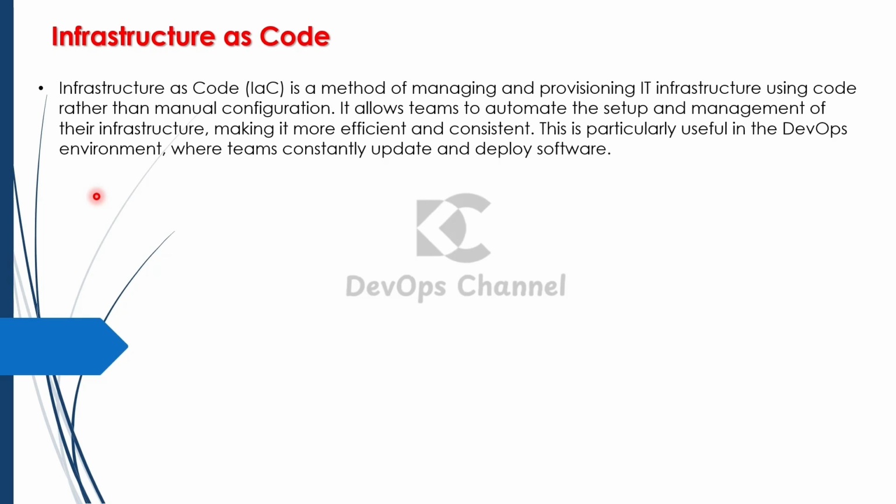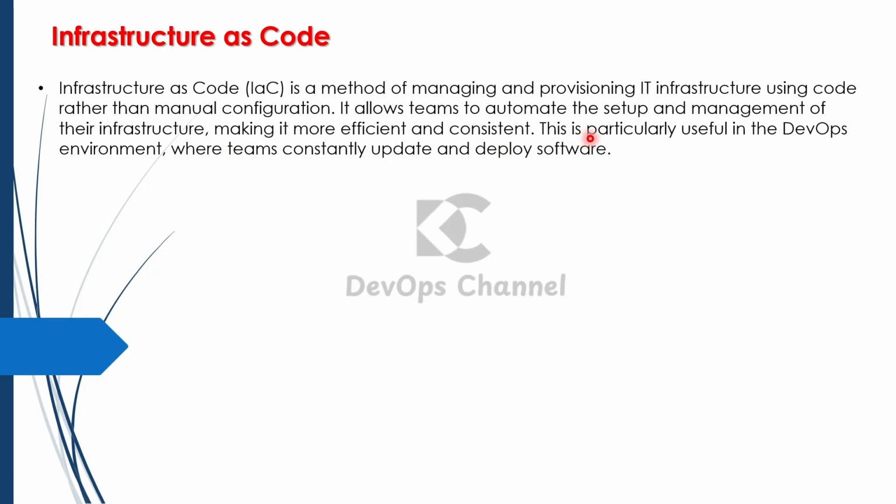Okay, now let's understand infrastructure as code in detail. Infrastructure as code is a method of managing and provisioning IT infrastructure using code rather than manual configuration. Okay, so you are not doing any manual configuration, because if there is a large infrastructure working in the background, you won't be able to manage all of that manually. So you will need some kind of automation or code to manage all those things at the same time. Okay, it allows teams to automate the setup and management of their infrastructure, making it more efficient and consistent.